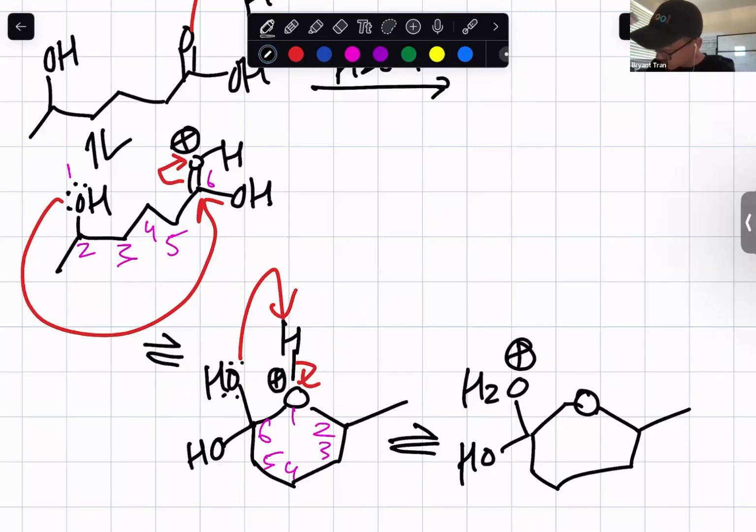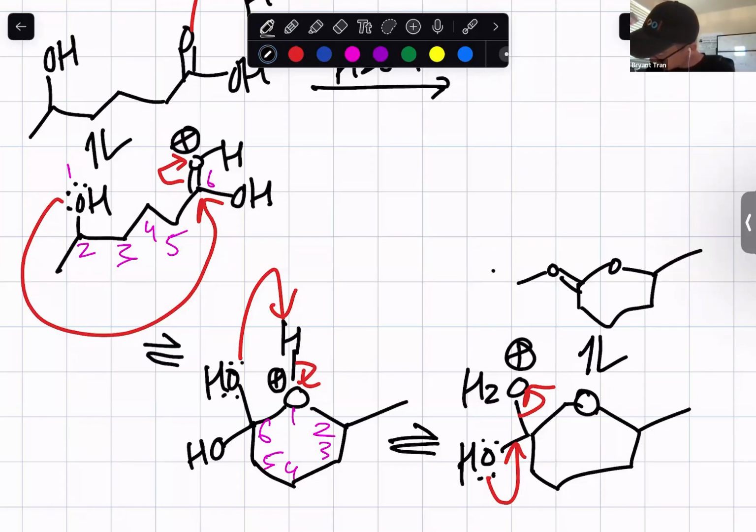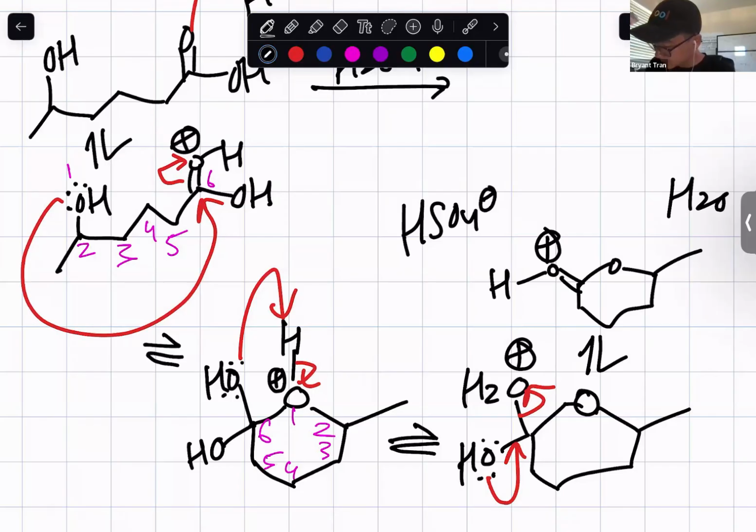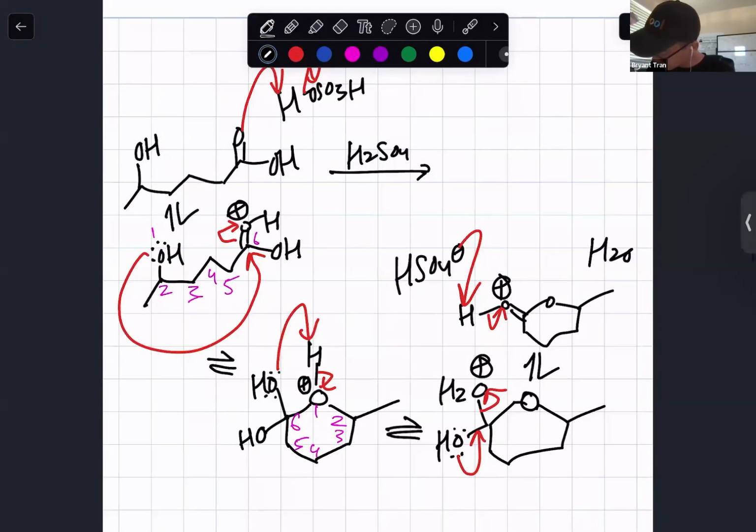tetrahedral intermediate right here, where now to kick out that leaving group, we can use the other OH to reform the carbonyl and kick out that leaving group right there to give us this intermediate and water as the leaving group. And then the very last step here is to deprotonate and neutralize the positively charged oxygen to give us our final products right here.